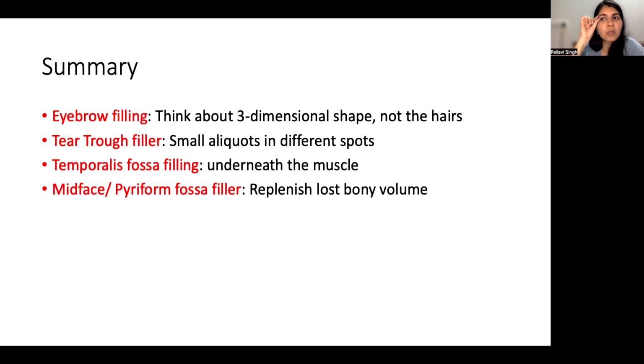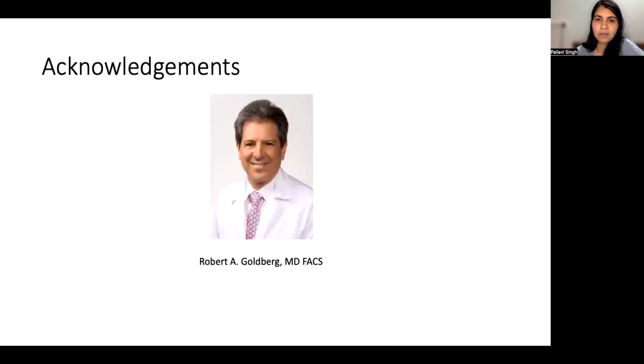One short tip for each specific part that I talked about. Eyebrow filling, always think about the three-dimensional shape of the roof fat. Don't get distracted by the hairs. For the teardrop, always do small aliquots in multiple spots rather than doing a bolus injection. For the temporal fossa, it's always safe to inject underneath the muscle so you can go perpendicularly. And always remember that when you're filling the midface and the piriform fossa, you're kind of replenishing the lost bony volume. So keeping that in mind can help you design your injection pattern.